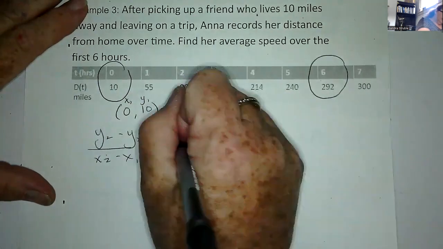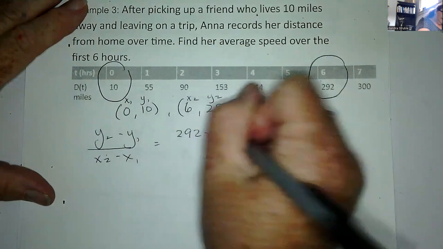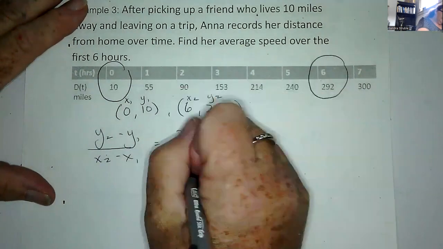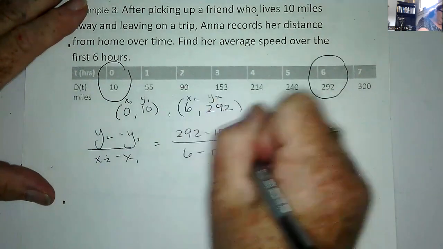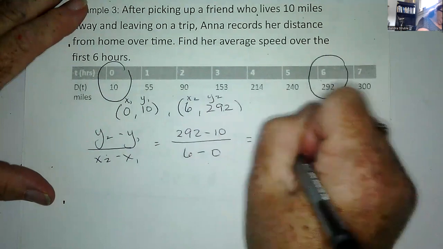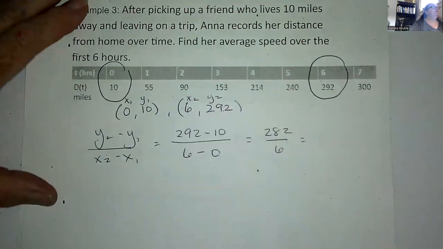Y sub 2 is 292, minus 10 is y sub 1, over x sub 2 is 6, minus x sub 1, which is 0. So that's 282 divided by 6. I thought that was 47 or something. Let's see, 282 divided by 6.